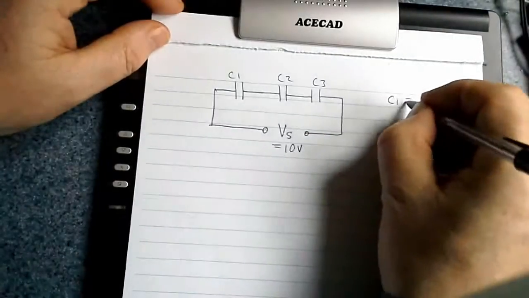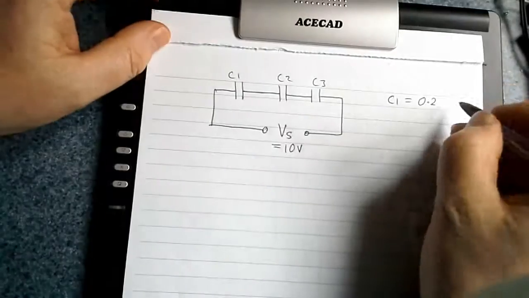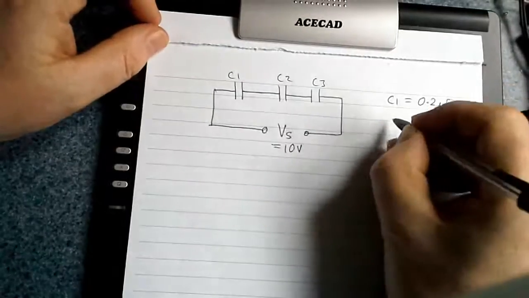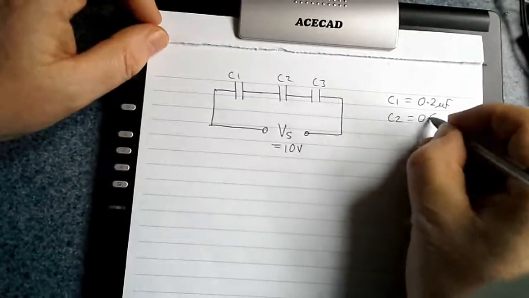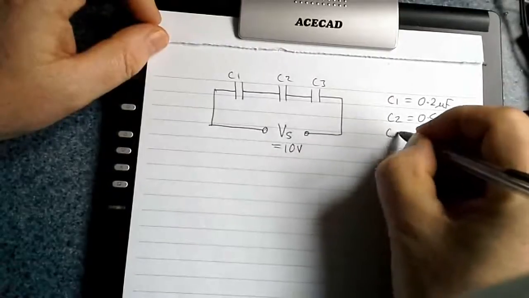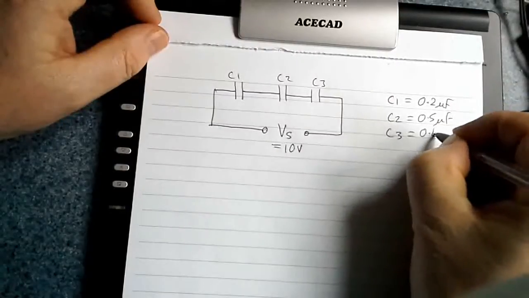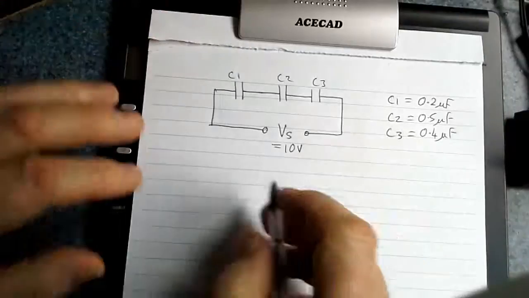and Vs equals 10 volts. Let's make C1 equal 0.2 microfarads, C2 equals 0.5 microfarads, and C3 equals 0.4 microfarads.